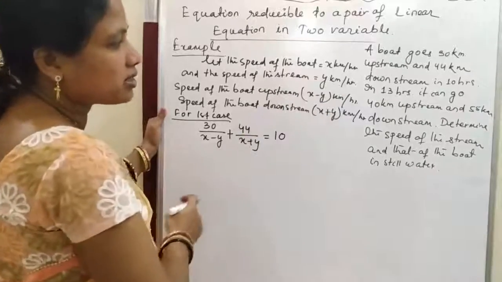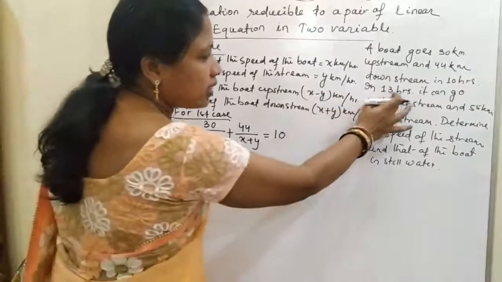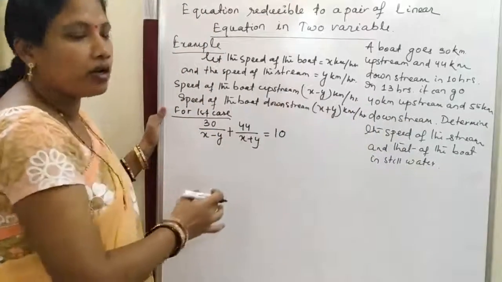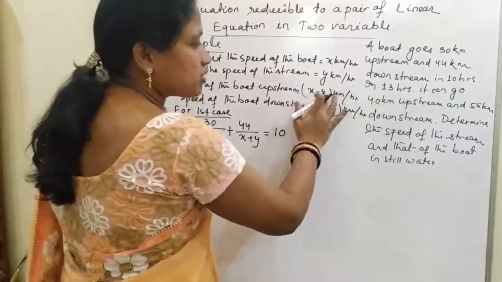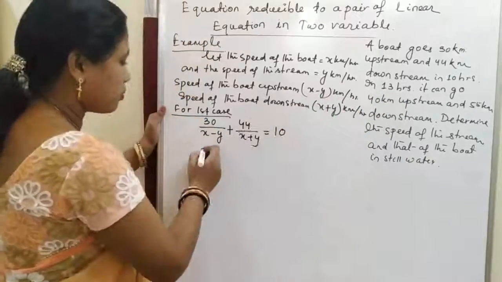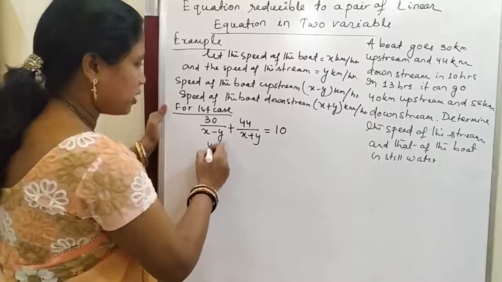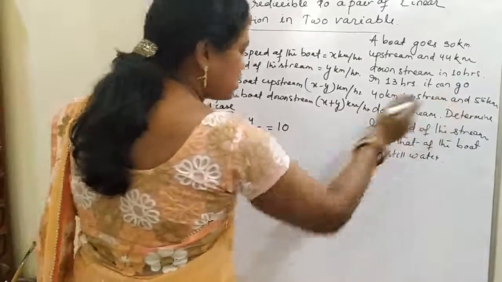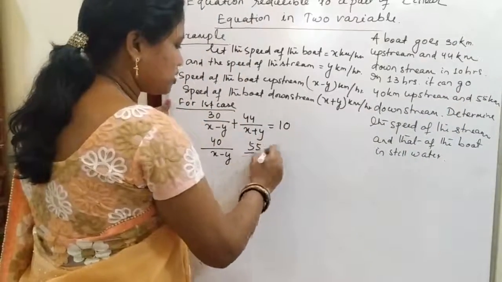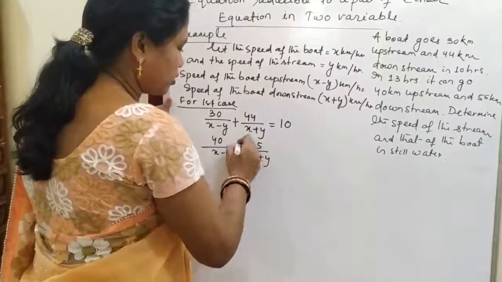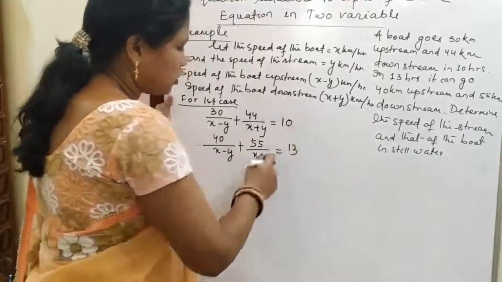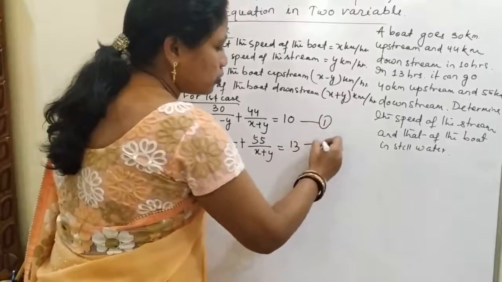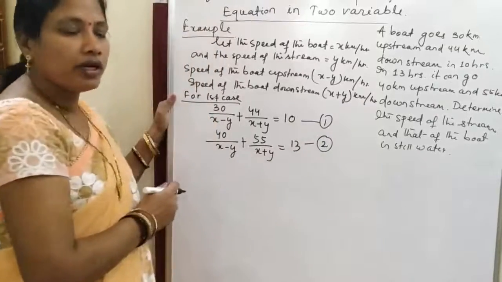In the second case, it is given that total time is 13 hours and it can go 40 km upstream. So distance is 40 km and upstream the speed is x minus y km per hour. So for upstream, time is 40 by x minus y. Then for downstream, the distance is 55 km, so time is 55 by x plus y, and the total time is 13 hours. So here we got two equations. We have to reduce these two equations into the form of linear equations.